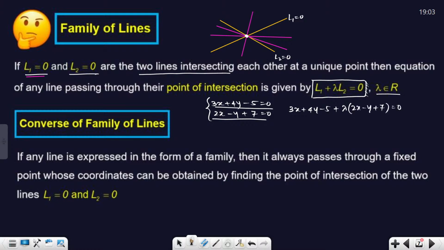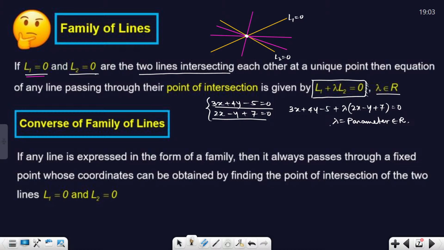this equals to 0. Here your lambda is what is called the parameter. Your lambda is the parameter, and it belongs to any real value. So for different values of lambda, we will have different equations.